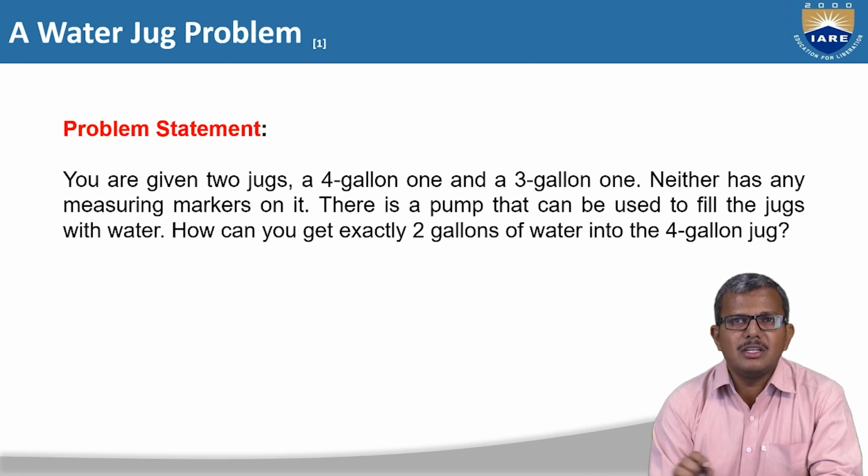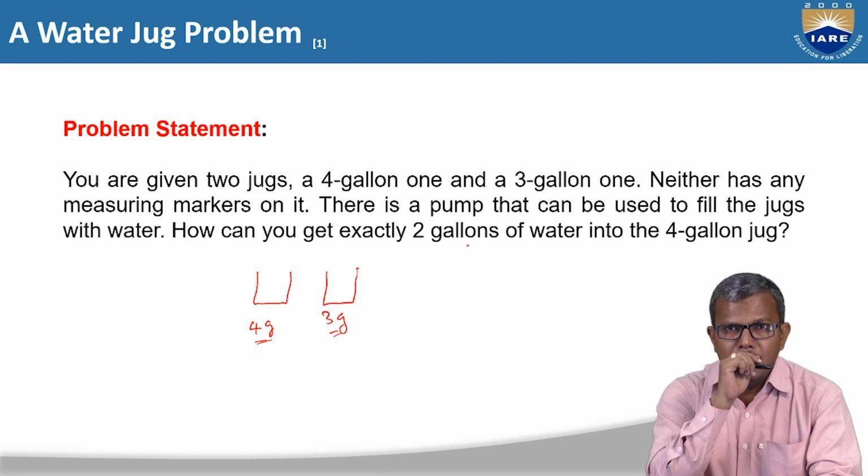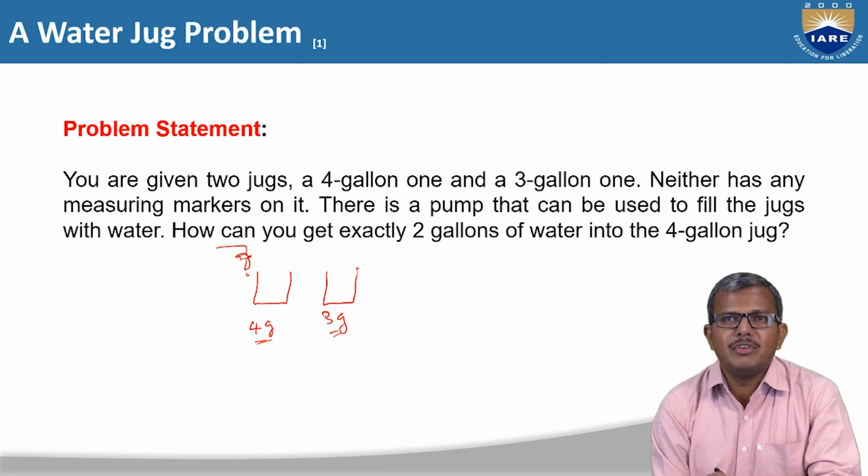The problem statement is here: two jugs are given to us. One jug has a capacity of 4 gallons and the other a capacity of 3 gallons. There are no markings on these jugs, meaning there is no kind of measurement marks on them. We only have the information that one jug is 4 gallons and another is 3 gallons. There is also a pump, and using that pump we can fill water in these two jugs.